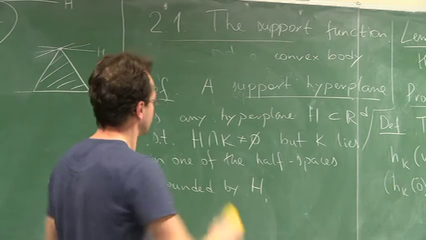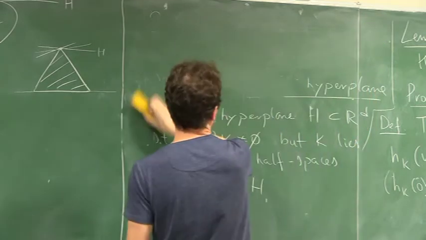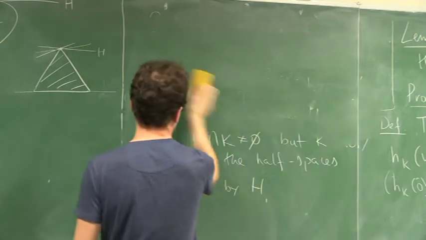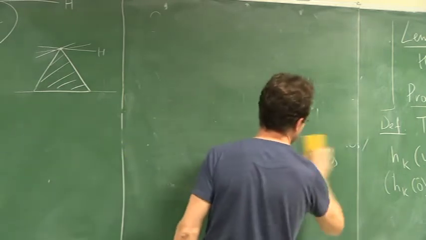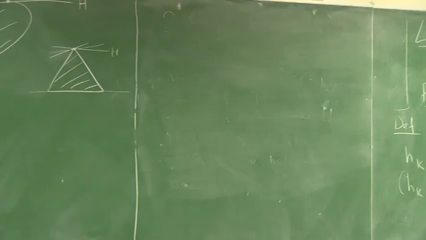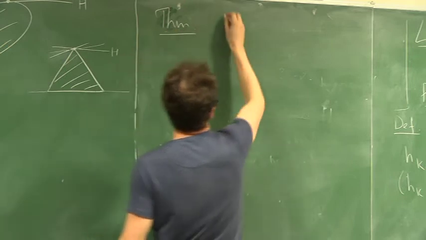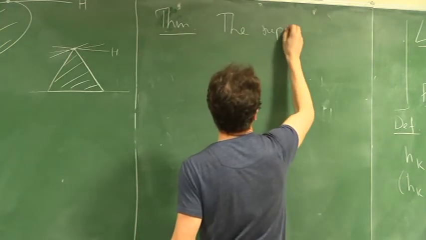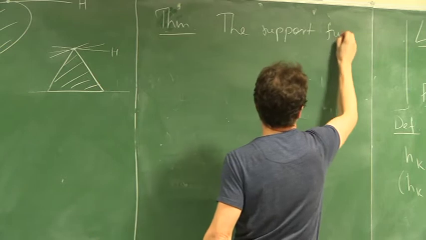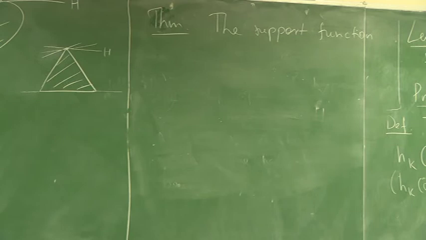Good. So that's a very important concept for today and also for later. And we then look at some properties of this object in order to understand it better. So theorem. The support function is always positively homogeneous.